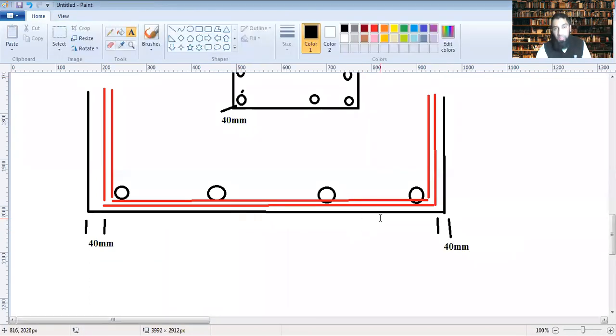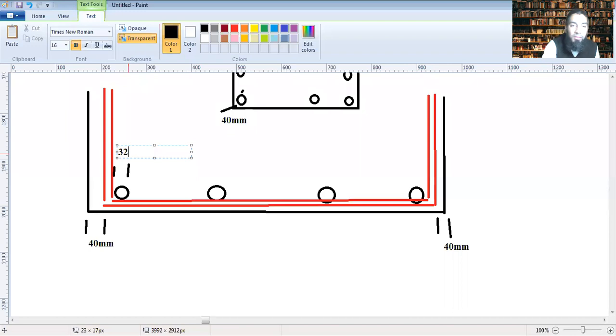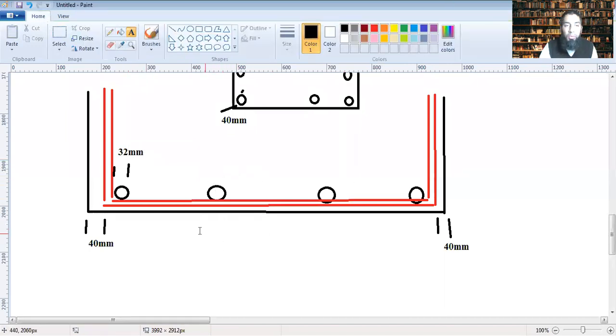What should be the minimum spacing between these longitudinal bars? What did we learn last time? Yes, this is 32 mm. Each one of these is 32 mm. So these 3 spaces in between, how much are they?